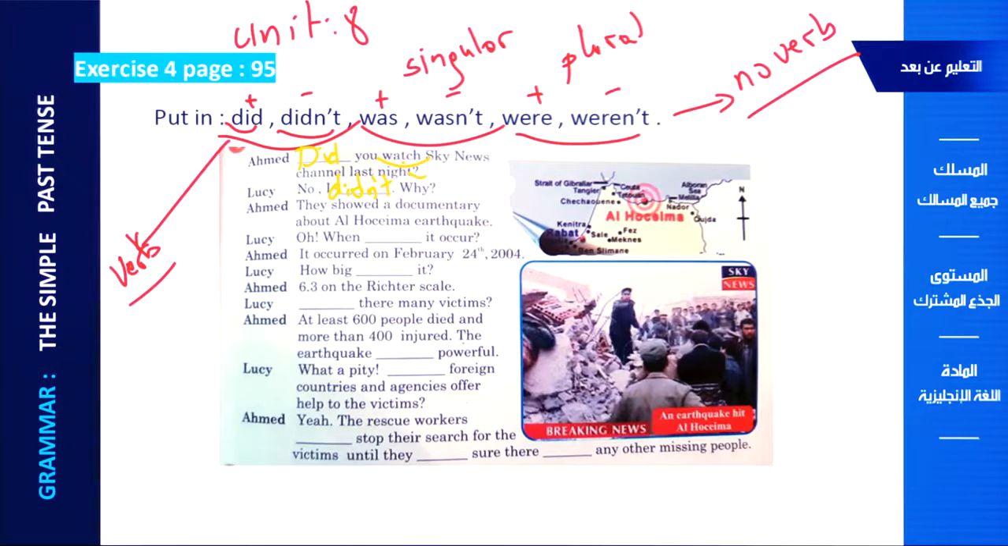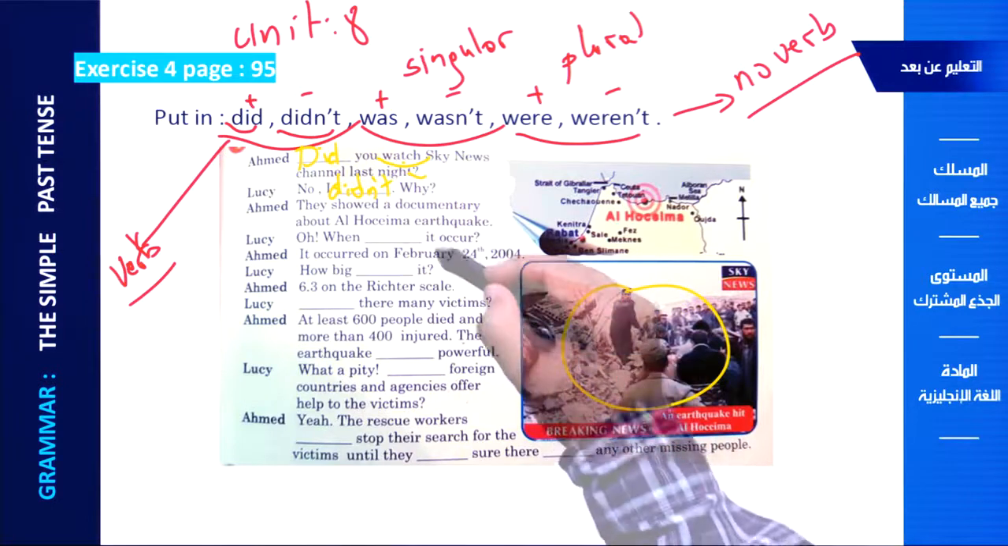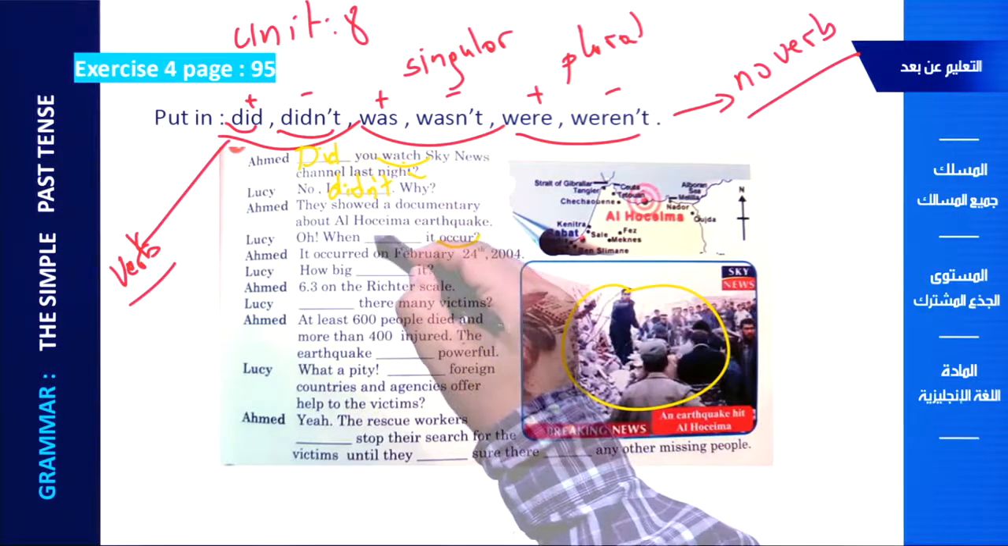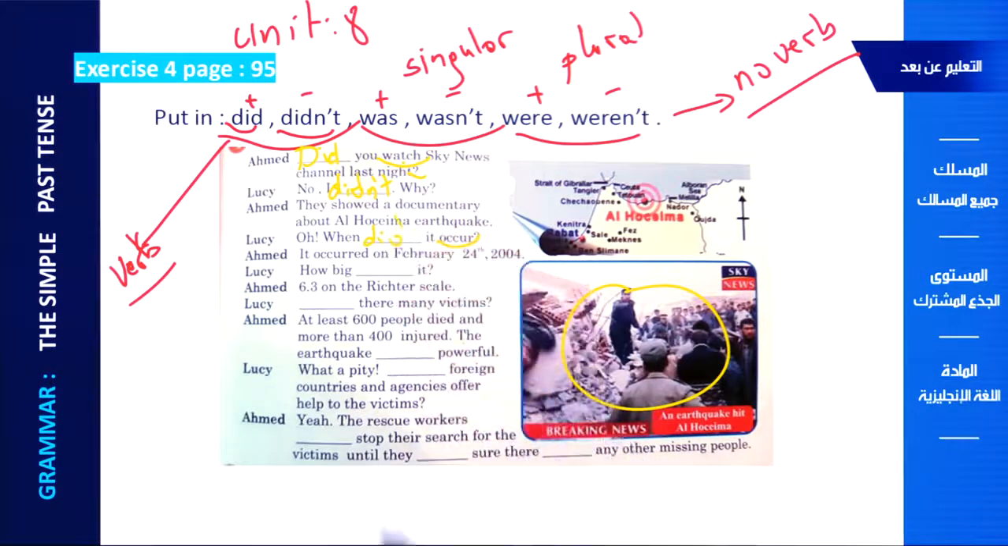Oh, they showed what? A documentary. This is an earthquake here. It's a natural disaster which hit Husseima in 2004. So they showed a documentary about Al Husseima earthquake. Oh, when? And we have here the verb. Which verb is this? Occur, happen. When? Happen. So we have a verb and it's a question. So we use what? We use did.